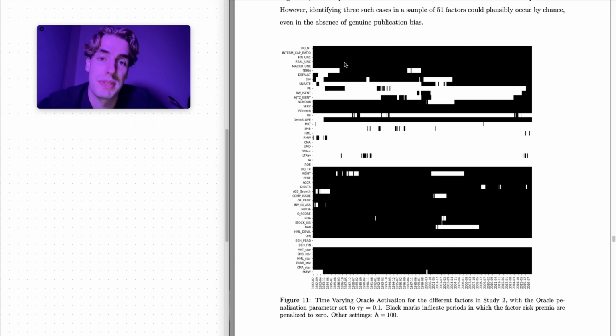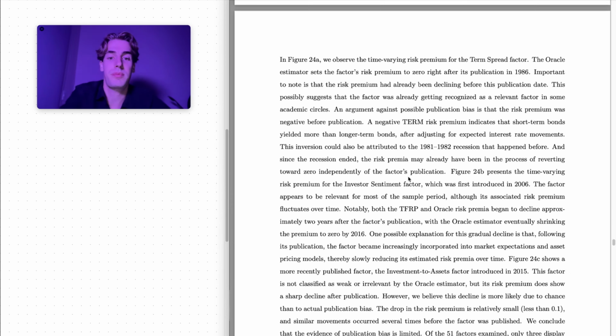These are the factors. When are they active? So the specific factors. We see that all the white periods mean that the factor should be active according to the oracle estimator, and all the black periods say that it shouldn't be active. Some factors never become active, and some factors, all the white ones, are almost always active, and some of them are always active.